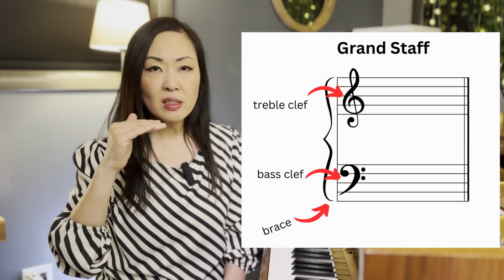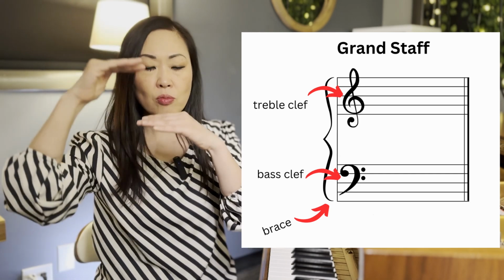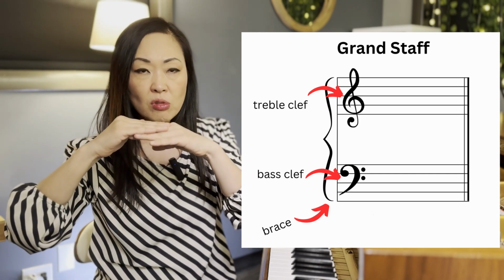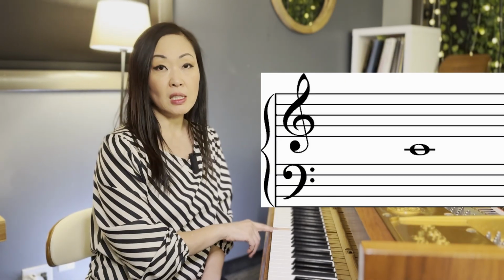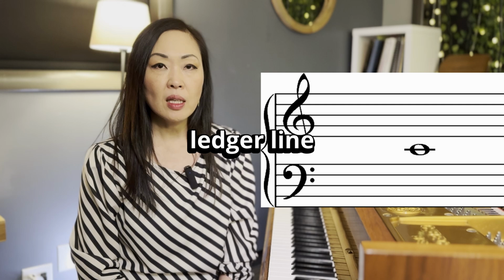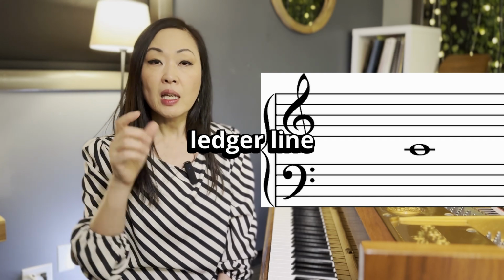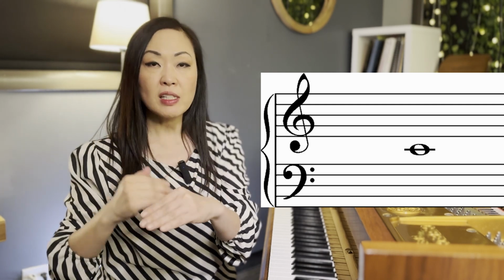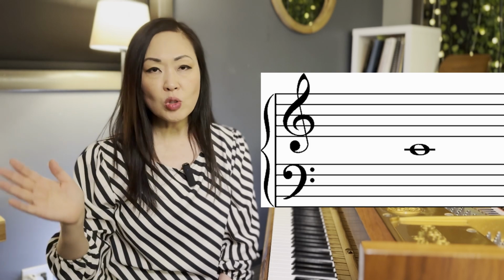Now, theoretically speaking, what is right in the middle of the 2 staffs is middle C. And we use a special line, a short line called ledger line, to indicate that it's in between the staff. There's more to it, but I just want you to understand that that's why it's called middle C.